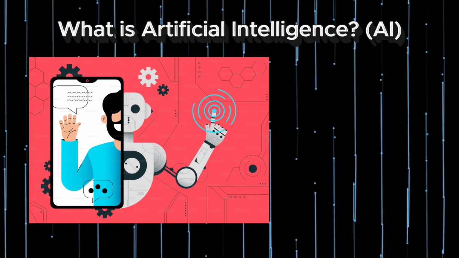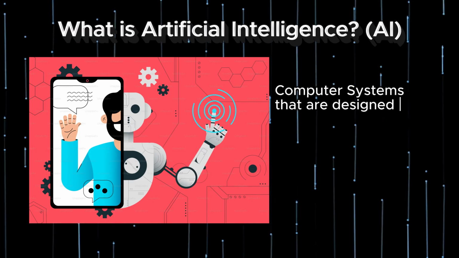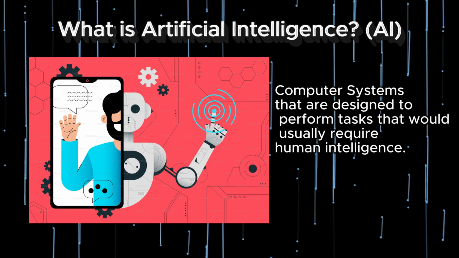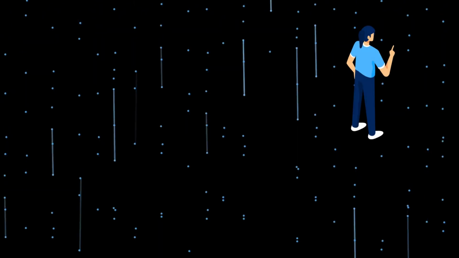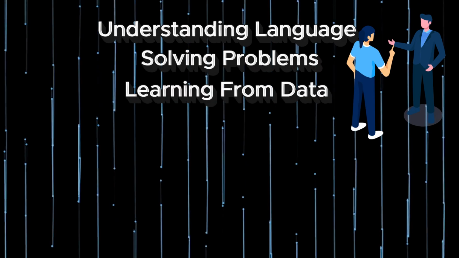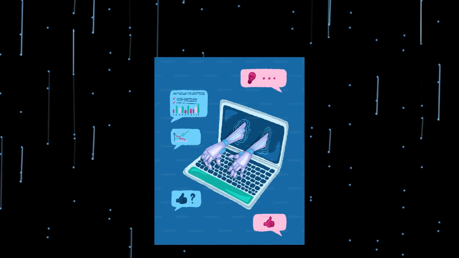What exactly is artificial intelligence? AI refers to computer systems that are designed to perform tasks that would usually require human intelligence. These tasks include things like understanding language, solving problems, learning from data, recognizing patterns, and making decisions. Computers are nothing new, but with AI, you can now tell it to figure things out for you. This is great for efficiency, but isn't the best when you are a teacher trying to get students to show their understanding of a concept for themselves.